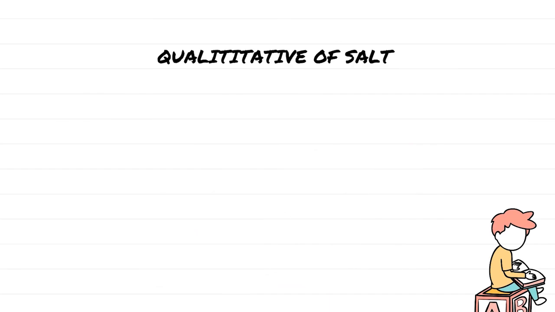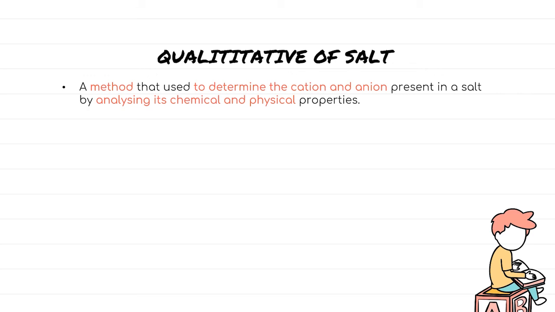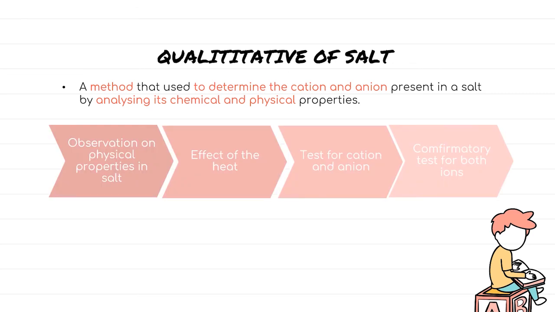Next, we are going to look at the qualitative analysis of salt, which is a method used to determine the cation and anion present in a salt by analyzing its chemical and physical properties. We have four methods. Number 1 is observation on physical properties of salt, number 2 is the effect of heat, number 3 is the test for cation and anion, and number 4 is the confirmatory test for both ions. These four methods are the qualitative analysis of salt.